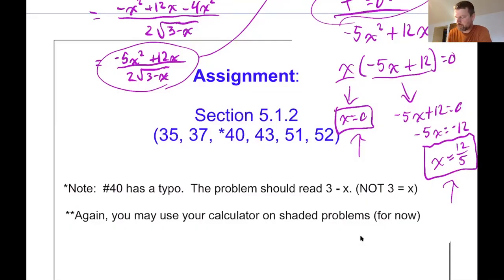All right, so that's our lesson for today. We're going to continue some work on section 5.1. Couple of notes. First off, please note that number 40 has a typo. That's why it's got that little asterisk there. The problem should read 3 minus x, not x equal to 3. So when you get to that typo, just understand it should be a 3 minus x. And then the last note, again, you may use your calculator on the shaded problems. For now, we're going to learn in the next couple of days how to do it without a calculator. See you later.